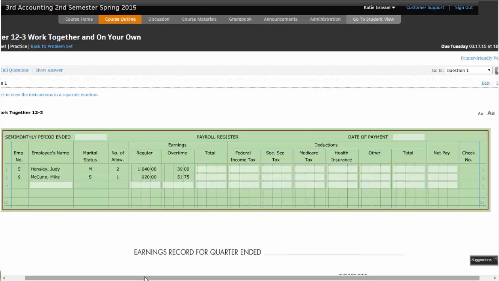When we go through and calculate our payroll register, we need to be aware of under which heading we're on. Really, truly, earnings is what we learned in 12.1. Deductions, we learned the first three columns, Social Security, Medicare, and federal income tax. We didn't really do anything with health insurance or the other, and we didn't really total anything for our deductions.